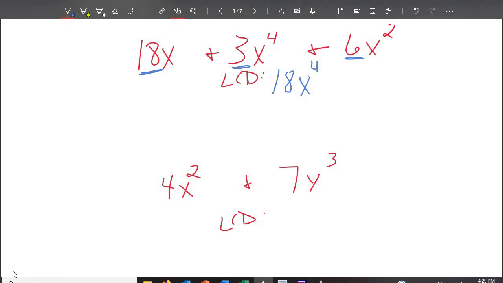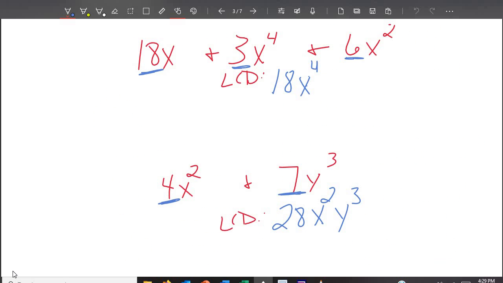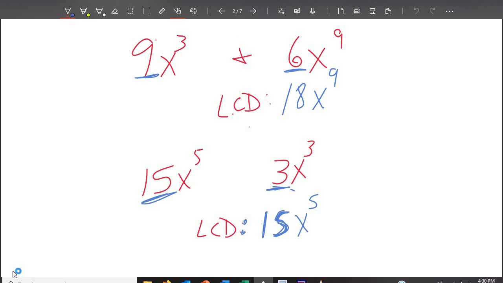Now look at this one. There's a 4 and a 7. The common multiple between 4 and 7 is 28. Now notice one of these has an x and one of these has a y. My LCD has to have both the x and the y. If I had 15 different variables, my LCD is going to have 15 different variables. And they're going to be the ones with the largest exponents. So look back over these examples and watch it again if you need to.